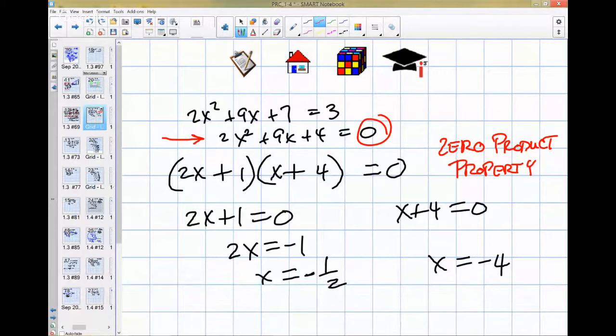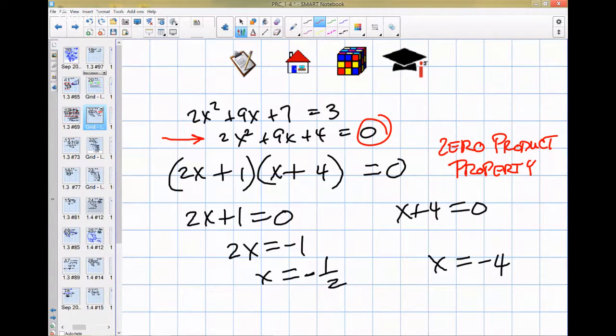When the answer is 0, I guess that was me, that was feedback. When the answer is 0, something special happens. The only way to get 0 from multiplication is if one of the two factors is 0, or both. So this is called the zero product property. So let's get that 3 out of there. I subtracted 3 from both sides, and now I have 2x squared plus 9x plus 4 equals 0.